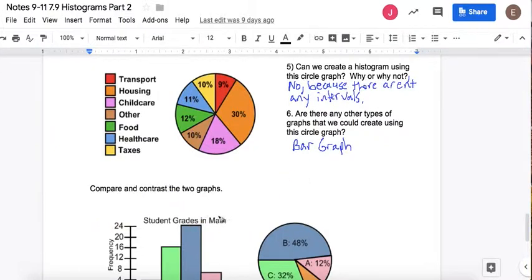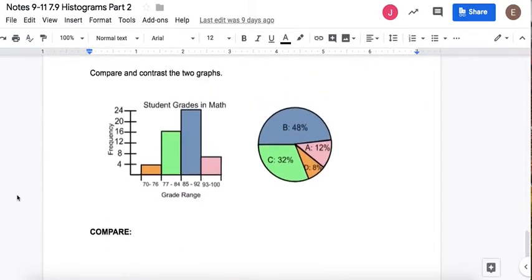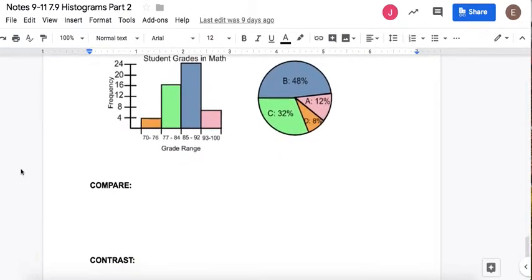Okay, now we're going to compare and contrast the two graphs below. So we're going to look at these two graphs, and we're going to compare and contrast them. So if we look at this, the orange and the orange match, and so this would be D. And then the green and the green match, so this would be C. And this would be B, the blues. And then A would be the pink. So go ahead and put those letters in.